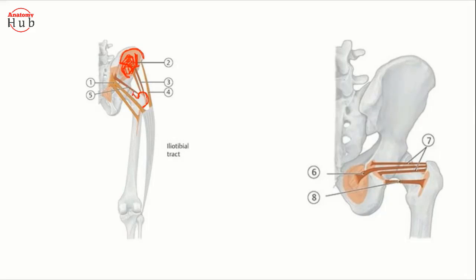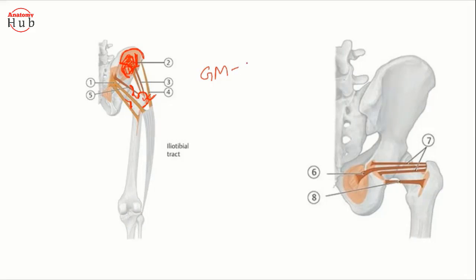No, because here you will see the head of the femur over here. This is the neck of the femur, and this is the greater trochanter of the femur. So the gluteus medius gives insertion to this greater trochanter of the femur, but at the lateral surface. At the lateral surface of the greater trochanter, right?